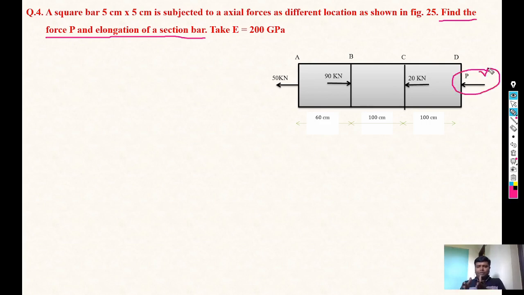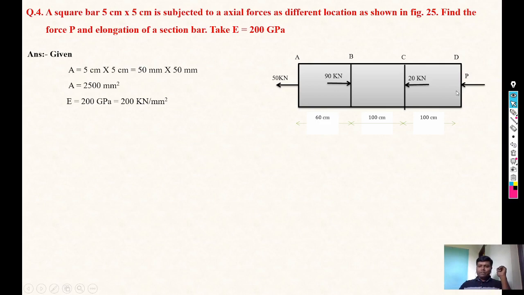What is the difference between this numerical and the previous numerical that I uploaded in the last video? In the previous numerical, all the forces were given to us, and on the basis of those forces we needed to calculate the total elongation. But here the P force is not given. So first we need to calculate that P force and then find the elongation of the given cross section. That is the main difference between this numerical and the previous numerical.